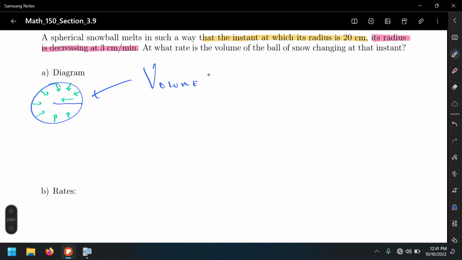Volume, and that's V equals 4/3 pi r cubed. So that's the formula for the volume. Well, that's what I call the plain vanilla formula. Because this time those two variables, both volume and radius, are really handled by time. This volume now depends on t, and so this radius depends on t.